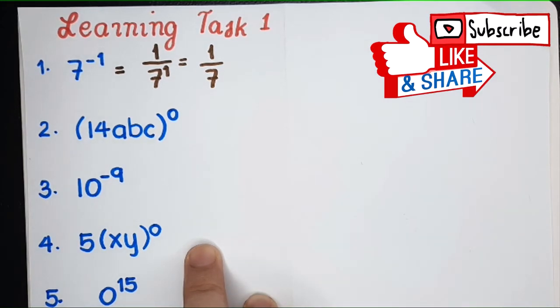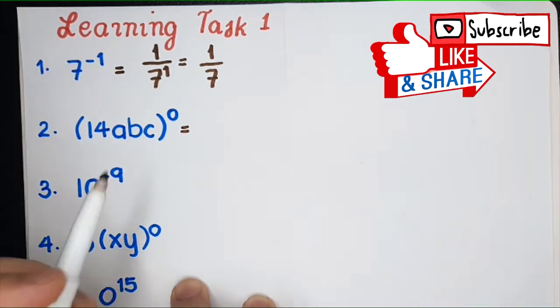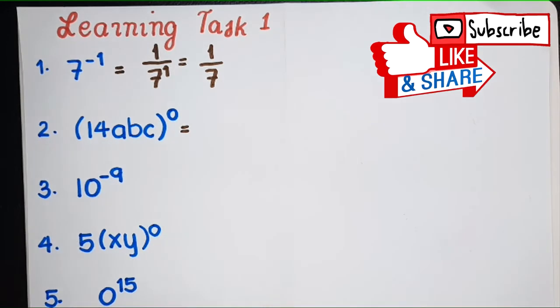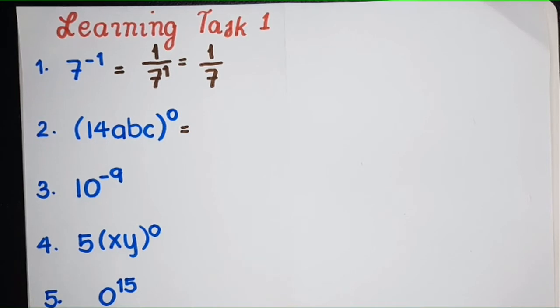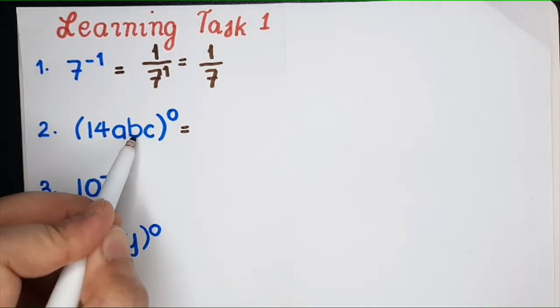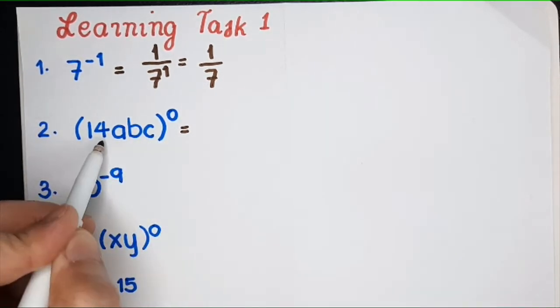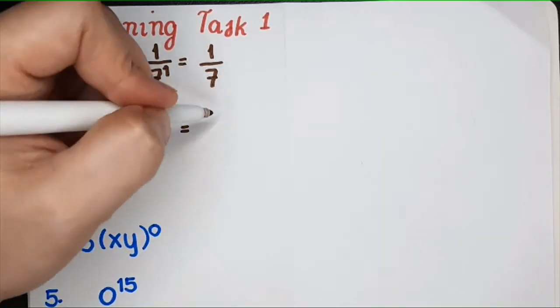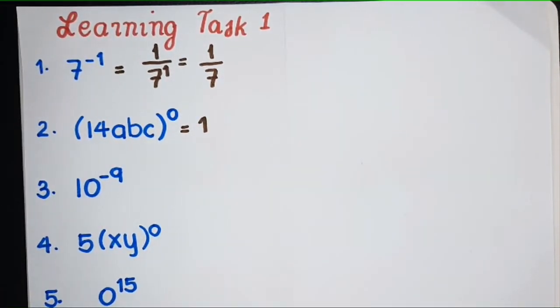Okay? Let's continue. What about this second number? What do you notice? It has a zero exponent. Okay, if you recall, any number raised to 0 is equal to 1. But note that 0 raised to 0 is not equal to 1. Okay? It is indeterminate. Okay, so you have here 14, A times B times C, at lahat ng ito naka-raise sa 0. So, ibig sabihin, equal lang yan sa 1.